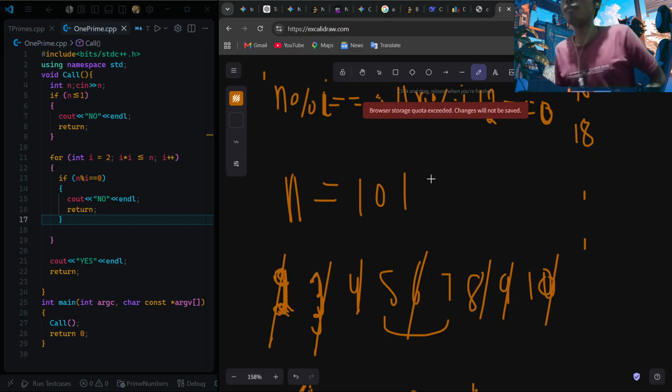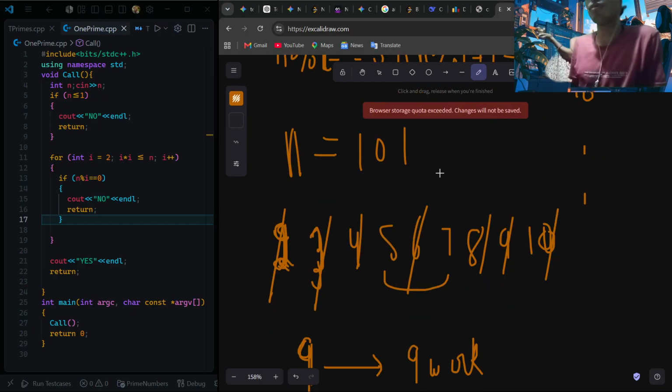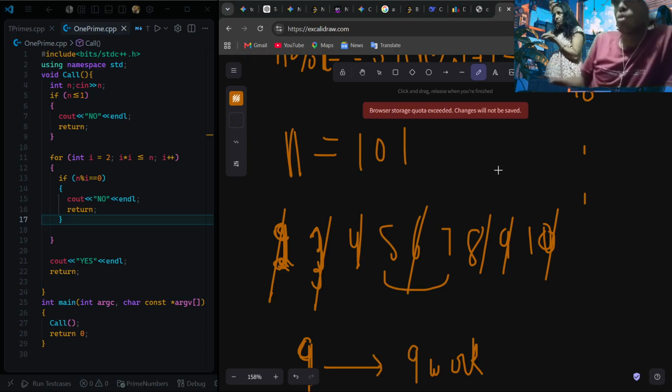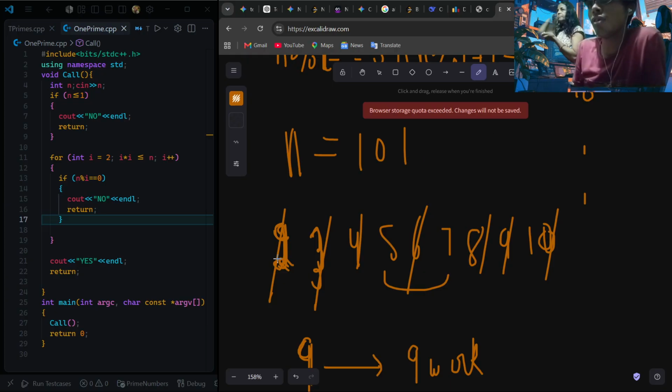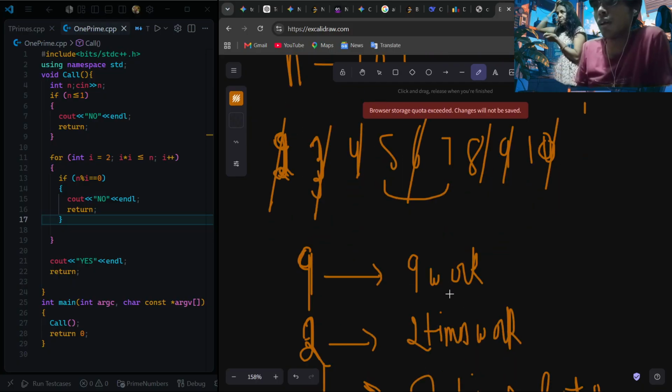So if we see carefully, previously for 101, we were checking with 2, 3, 4, 5, 6, 7, 8, 9, 10. So basically the CPU had to do this work 9 times, checking with each number. But if we understand this concept, we are only checking with 5 and 7.